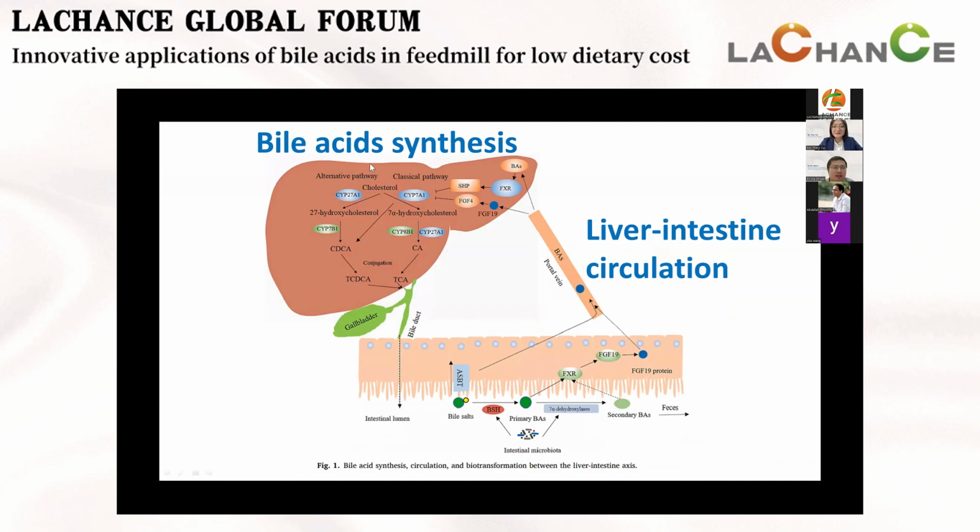In this picture, we can see that bile acids are produced from cholesterol through two pathways. One is the classical pathway, and the other is the alternative pathway. Bile acids are mainly synthesized in the liver and can be transported to other tissues. With the help of the microbiota, they are converted to secondary bile acids, and the bile acids in the intestine can also be reabsorbed to the liver. Here we call it the liver-intestine circulation.